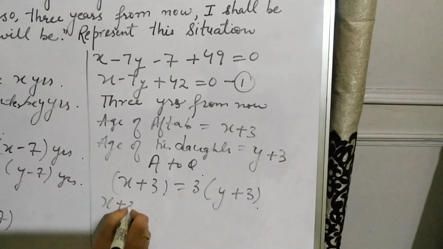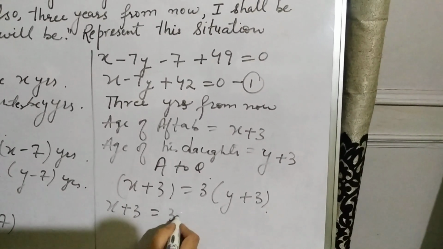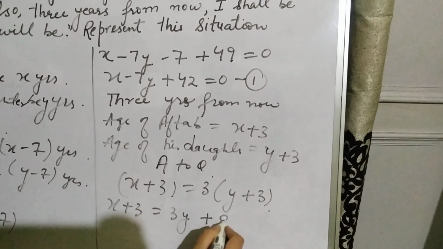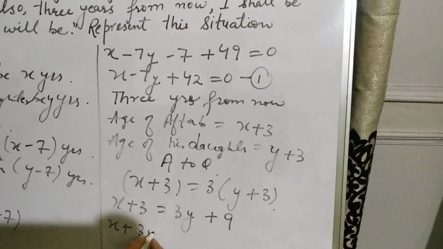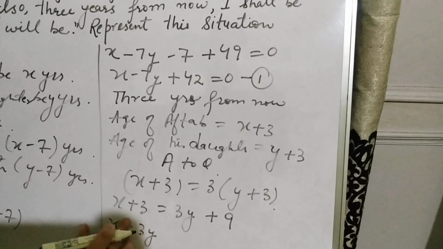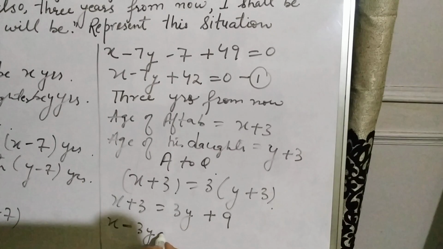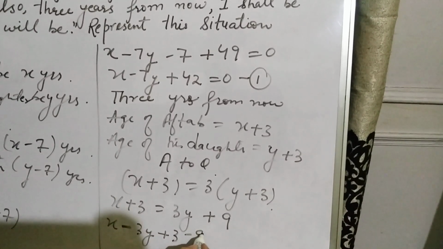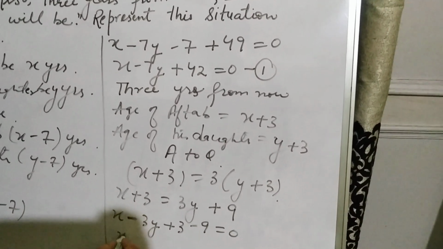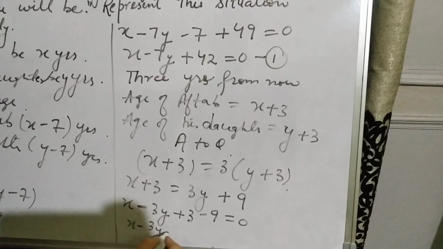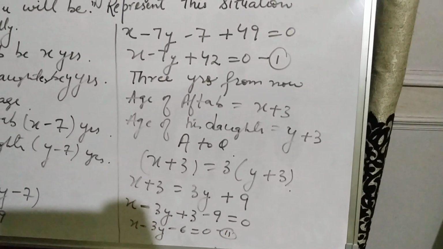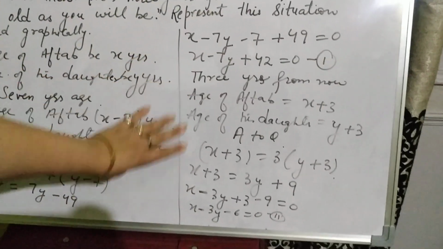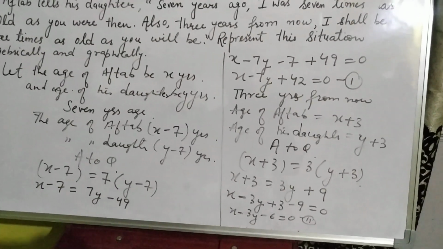Now it means x plus 3 is equal to 3y plus 9. And if we solve it, x minus 3y plus 3 minus 9 is equal to 0, and x minus 3y minus 6 is equal to 0 is the second equation. So this is the algebraic form of the linear equations in two variables.